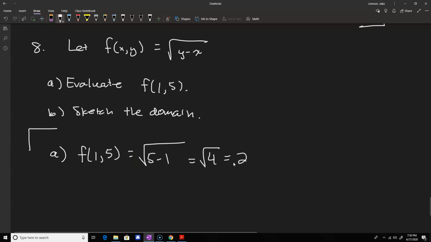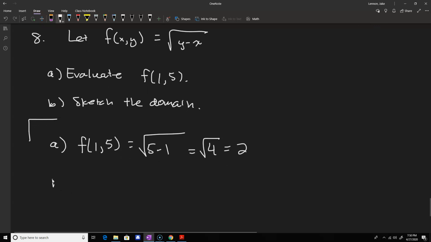So pretty easy. For b, what we want to do is find all ordered pairs that make the output exist. Since these are real valued functions, the ordered pair is going to exist as long as y minus x is greater than or equal to 0. That's the same as y being greater than or equal to x, right? We need the operand of the square root of y minus x to be non-negative. If it's negative, then you'd end up with a complex value, and we're only considering real values here.